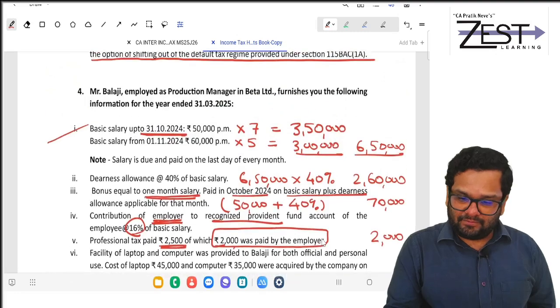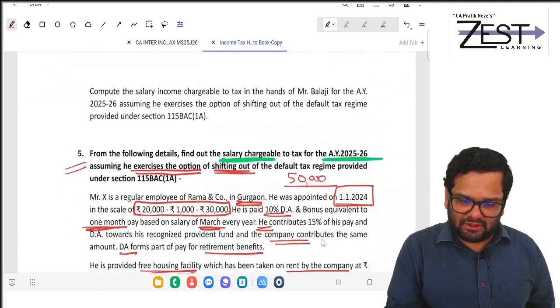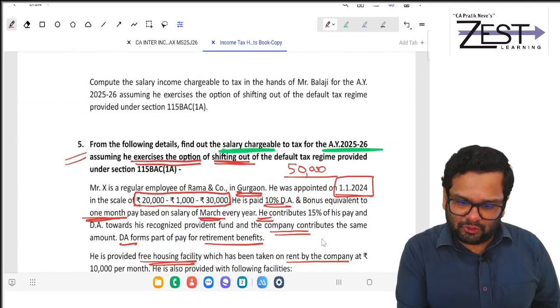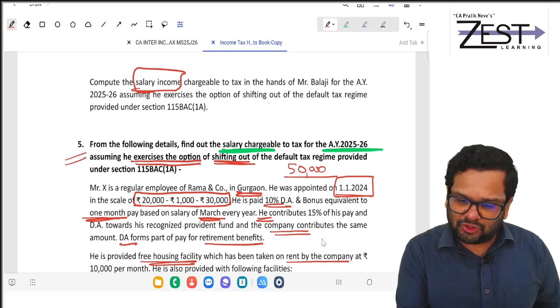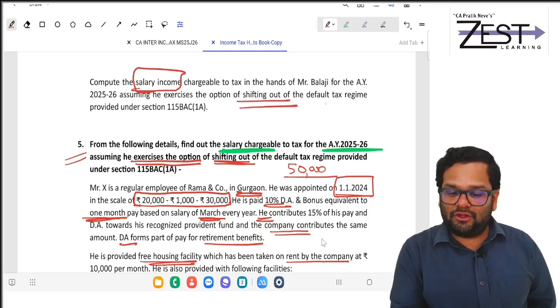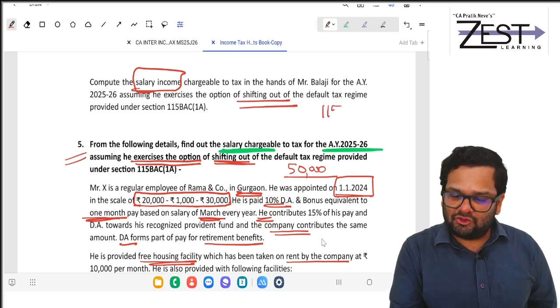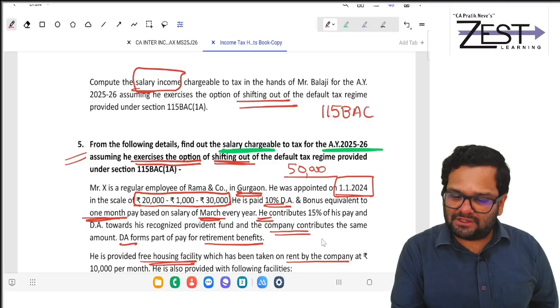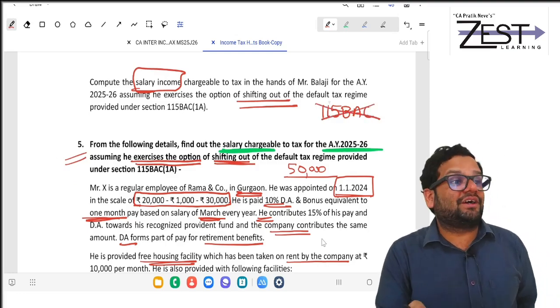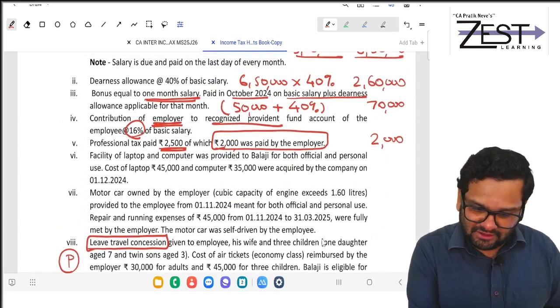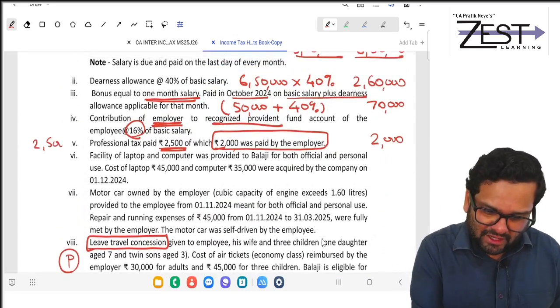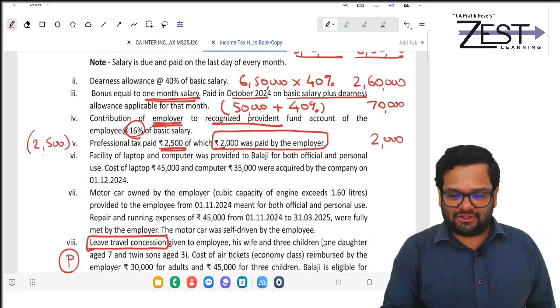Okay. You are opting out or you are in? Compute the salary income. Yes, in hands of Balaji, he has exercised the option of shifting out of 115 BAC. So you are out of 115 BAC. So you will be able to take deduction of profession tax. So this 2,500 will be allowed as deduction.